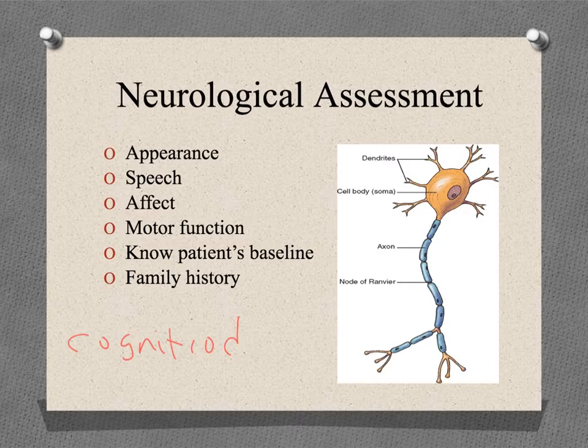It is important to know someone's baseline. If somebody already has some cognitive issues, it's important to know that, to understand what their baseline is and determine if there's been any change. Family history, of course, is always a piece of your assessment. You need to determine if a patient has any family history of neurological disorders. A lot of these disorders do tend to run in families. You also need to know the patient's medical history. Has there been a history of a stroke? Has there been a history of TIAs? Things like that, and we'll talk about that further along.